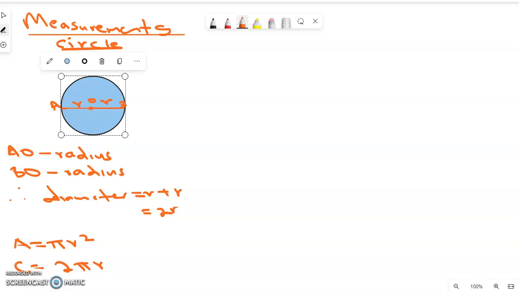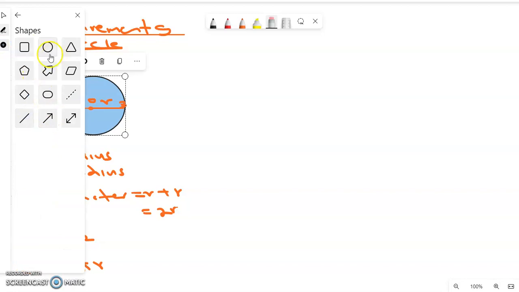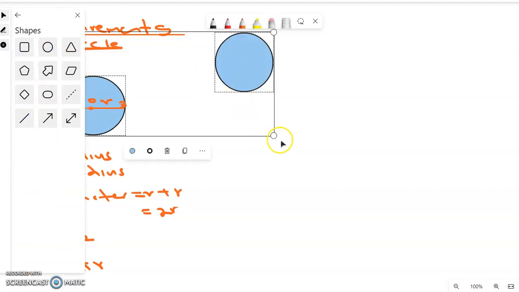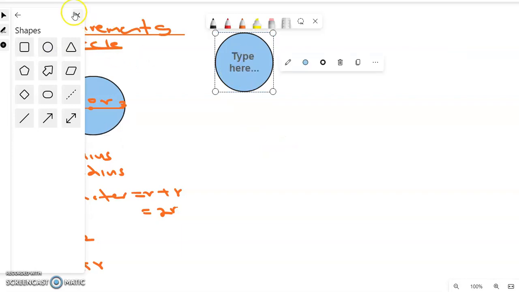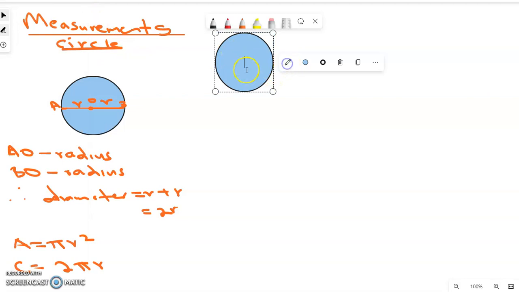So let's say maybe we are given a circle with a radius of 5 centimeters.